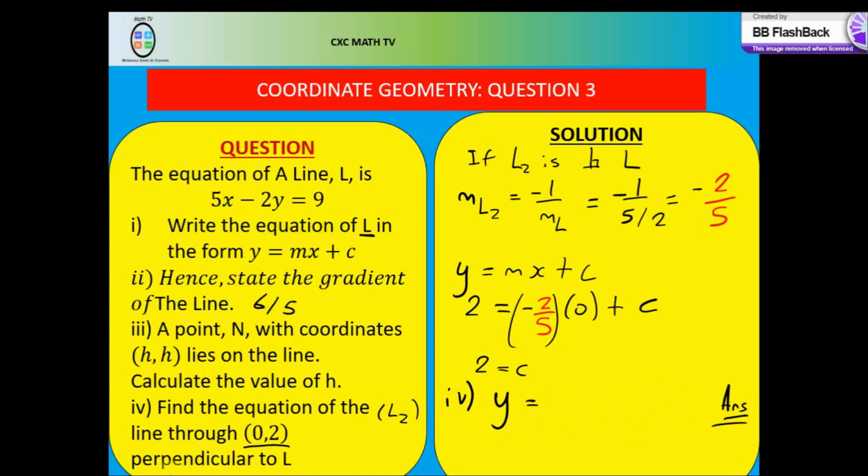So in that case, y is just minus 2 over 5x plus 2. Multiplied through by 5, that's 5y equals negative 2x plus 5 times 2, which is 10. So negative 2x coming to the other side is 2x plus 5y equal to 10.